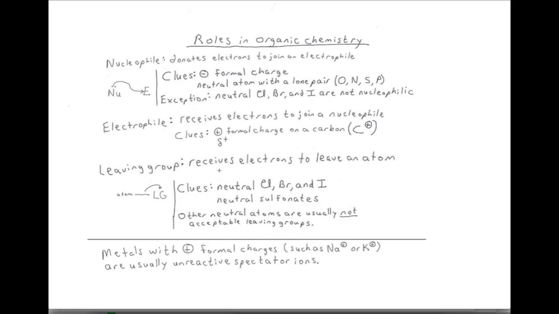Now there are some important exceptions. Neutral chlorine, bromine, and iodide are good leaving groups, and neutral sulfonates are good leaving groups. But other neutral atoms are usually not acceptable leaving groups. That goes for oxygen. Neutral oxygens are usually not acceptable leaving groups. For example, a neutral oxygen in a sulfonate is a good leaving group, but ordinary neutral oxygens are usually not acceptable leaving groups. The general rule is that neutral atoms are usually not acceptable leaving groups unless you have specifically learned otherwise.